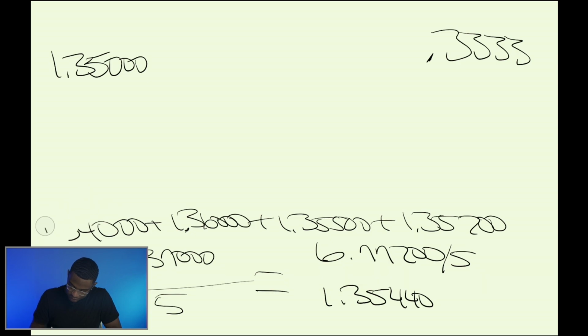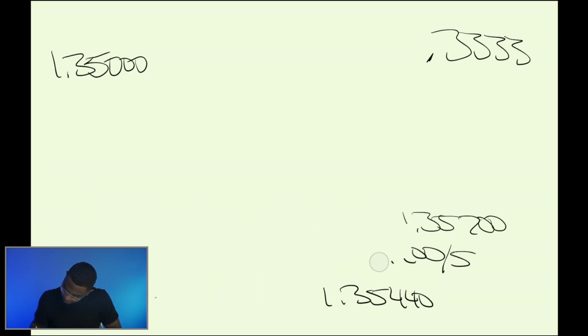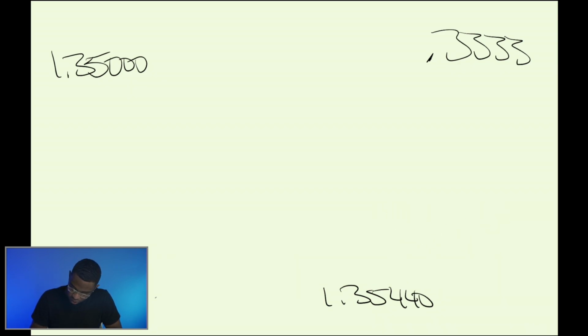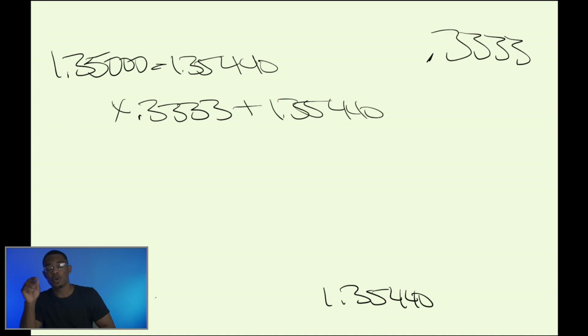Now, deleting this, we will take that number, 1.35440, and put it in this formula: minus 1.35440 times 0.3333 plus 1.35440. Remember, the formula is today minus yesterday times the multiplier plus yesterday.